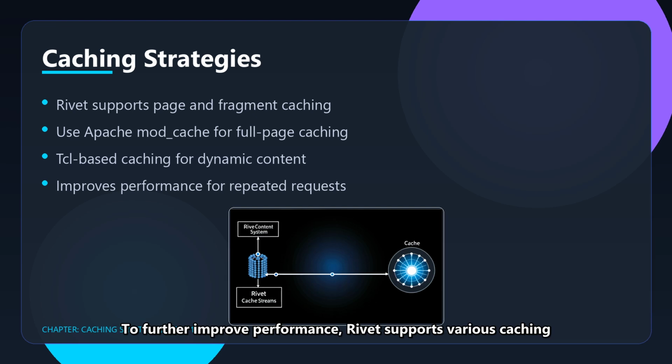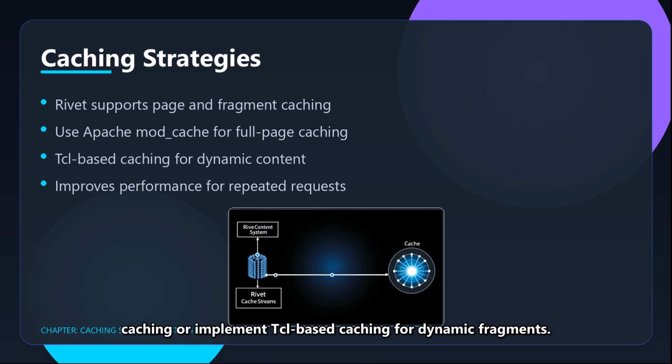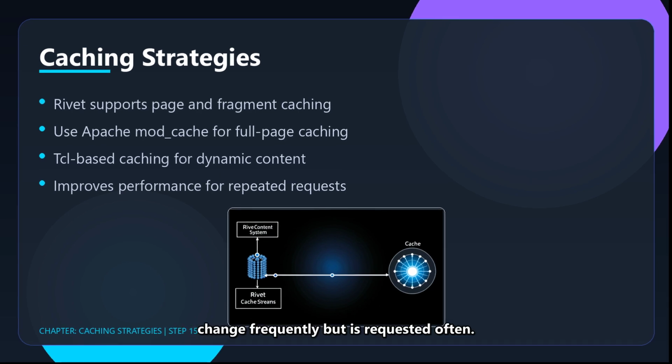To further improve performance, Rivet supports various caching strategies. You can use Apache's mod_cache for full-page caching or implement TCL-based caching for dynamic fragments. This is especially useful for content that doesn't change frequently but is requested often.